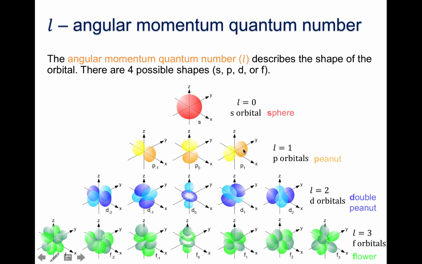The S orbital has a spherical shape. P looks like a peanut. You have these 2 opposite direction orbitals. D is a double peanut. And then F, there's a lot of different types of shape, but they sort of go in all directions, so they sort of look like a flower.